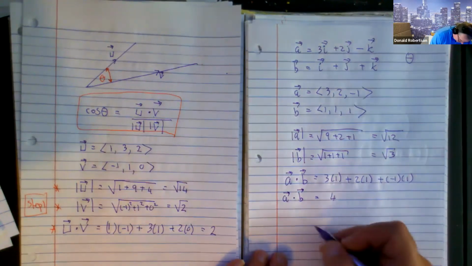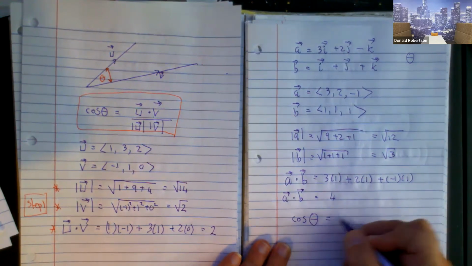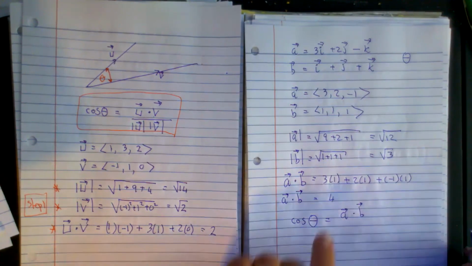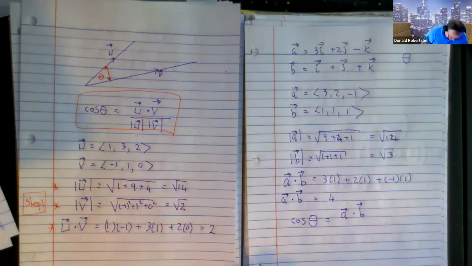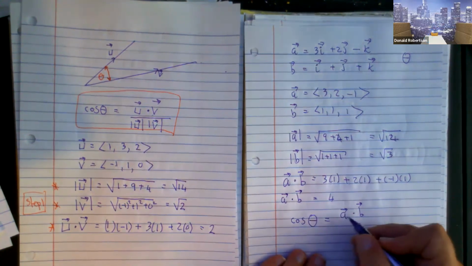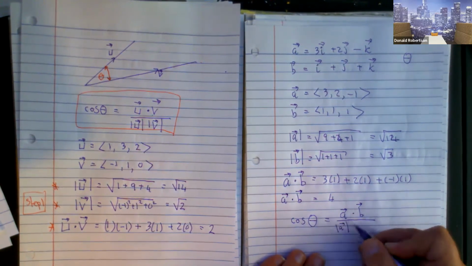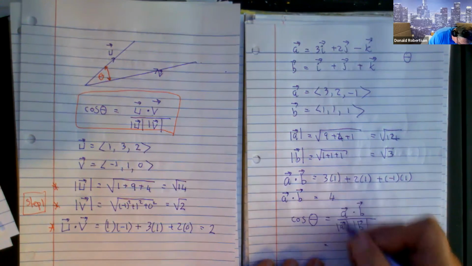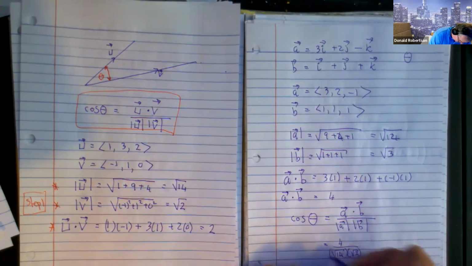Write down this formula. The cosine of the angle between them, theta. So for the magnitude of A, wouldn't that middle one be 4? Thank you. Caught just in time, actually. A dot B over magnitude of A, magnitude of B. So it's going to be 4 over square root of 14 and square root of 3.